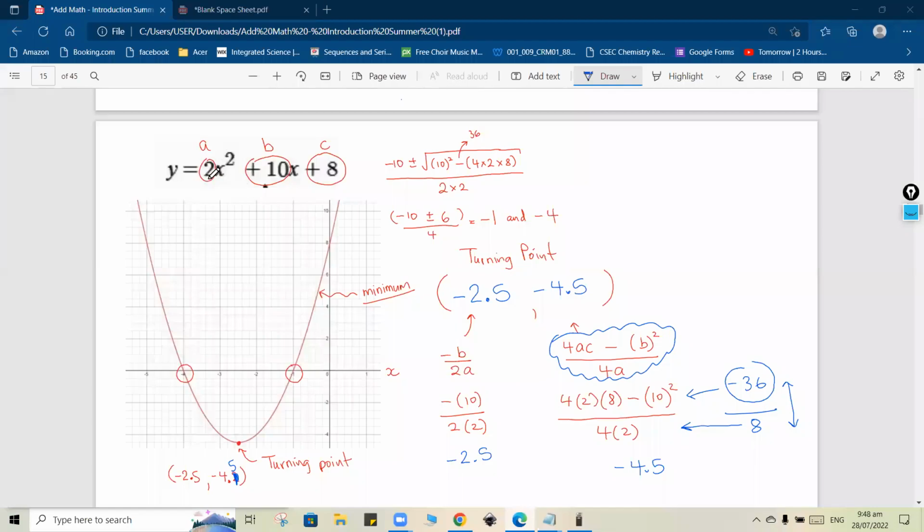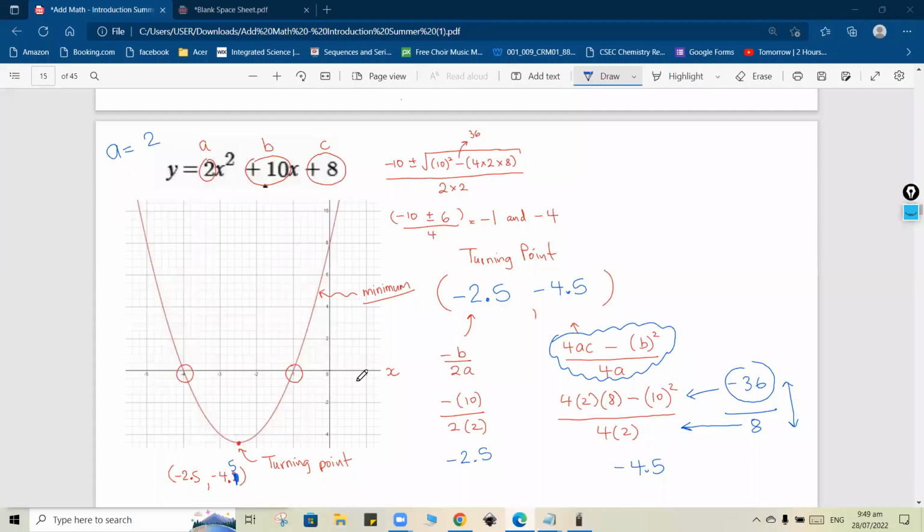Remember, the value of A tells you the shape of the graph. Today, the value of A is 2. Now, obviously, it's positive 2. The positive is understood. And anytime A is positive, you will get a smiley face, better known as a minimum graph. All right, so take 20 seconds, take down anything you need. We're going upwards here.